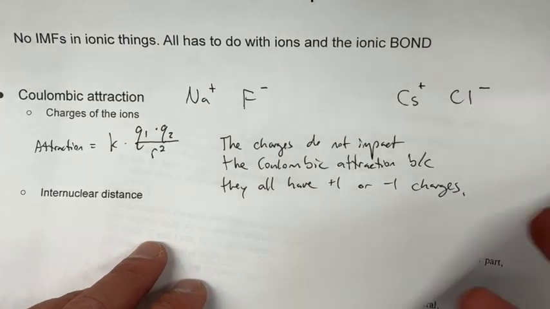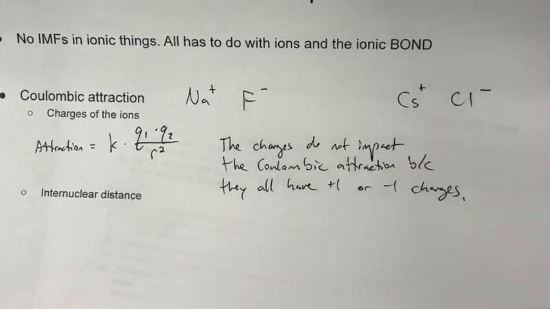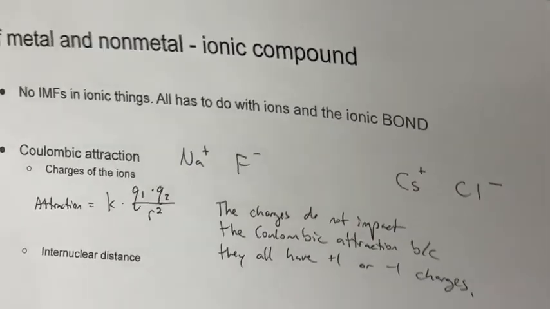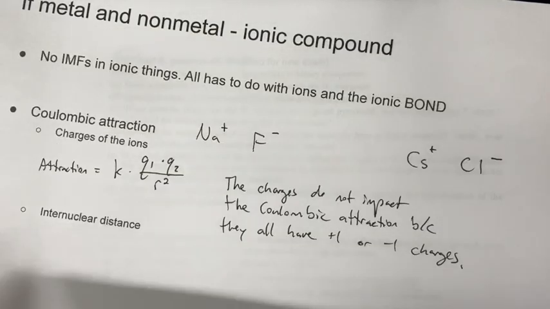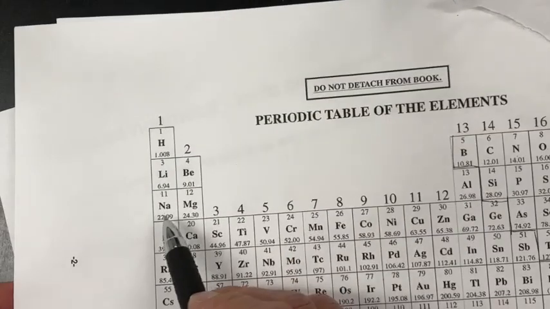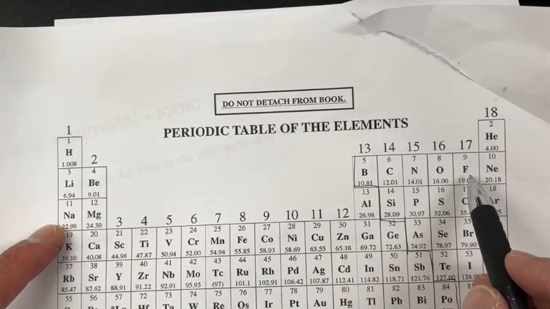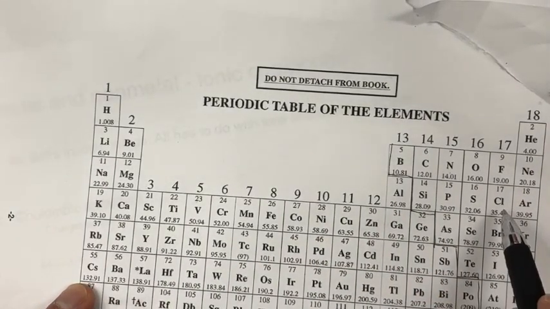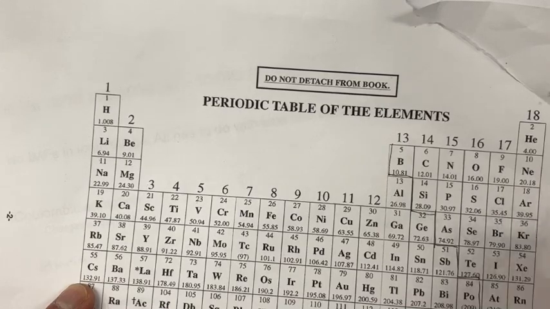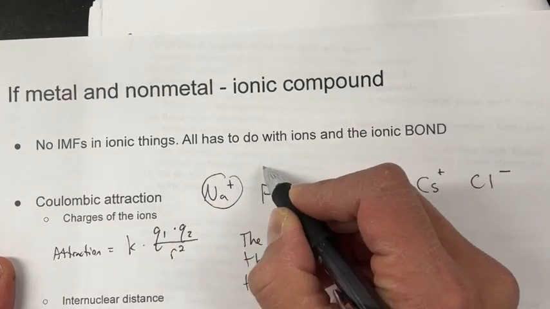And if I look at the periodic table, where's my periodic table? Here's my periodic table. So Na is here, F is here. Okay, so in the first or second column, first and second row. Cs is way down here. Cl is down here. So Na and F is going to be like this.